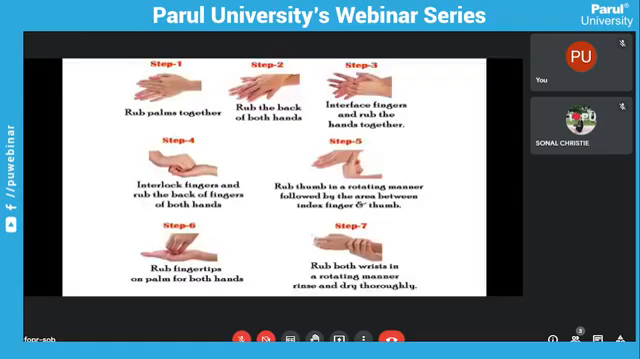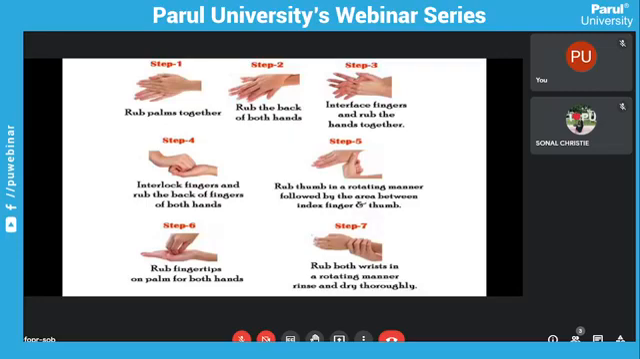Then these are the steps of hand washing. We are using 7 steps. First is rub palms together. Second is rub the back of both hands. Third is interlace fingers and rub the hands together. Fourth is interlock fingers. Fifth is rub the thumb in a rotating manner. Sixth is rub fingertips on the palm for both hands. And last, the seventh step, is rub both wrists in a rotating manner.